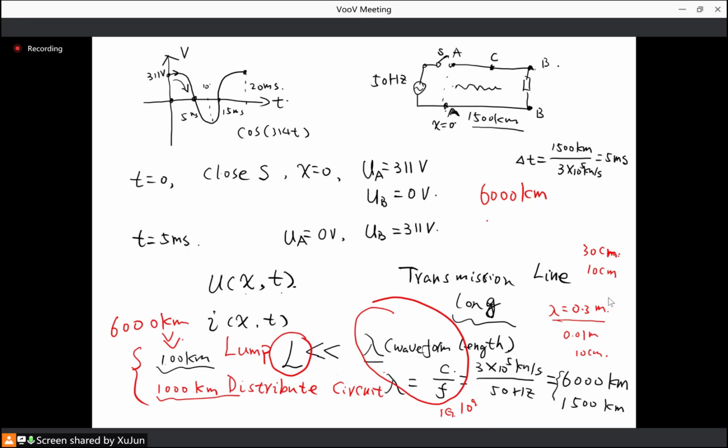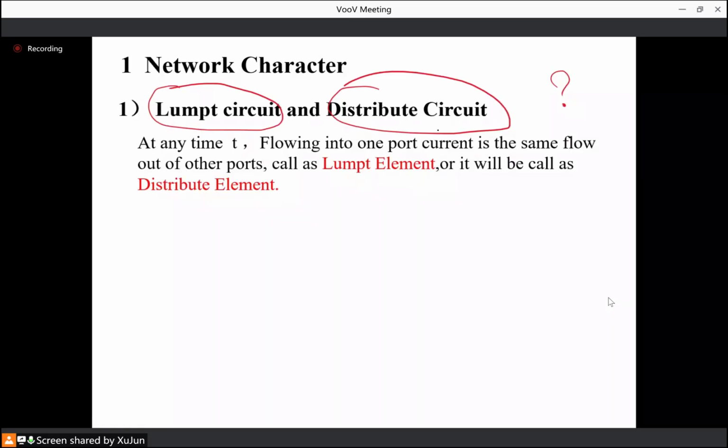For your cell phone, for example, 10 cm in length, for the power system it is a lumped circuit. But for the high frequency communication system it is a distributed circuit. So the concepts of lumped and distributed depend on the frequency, the circuit length, and the lambda.